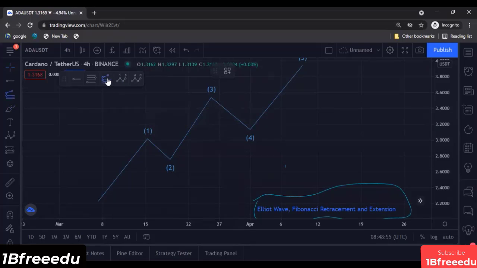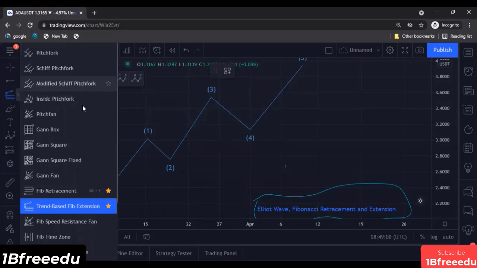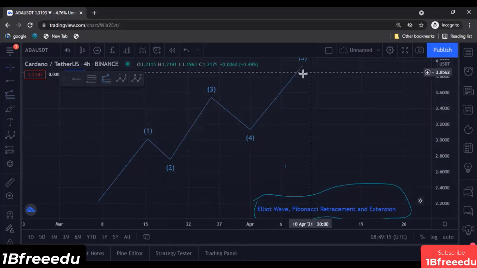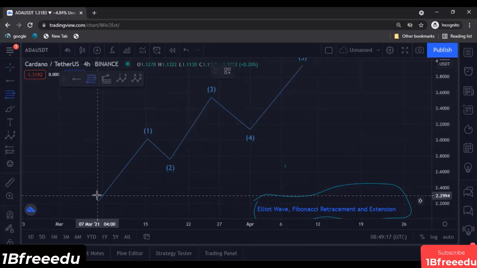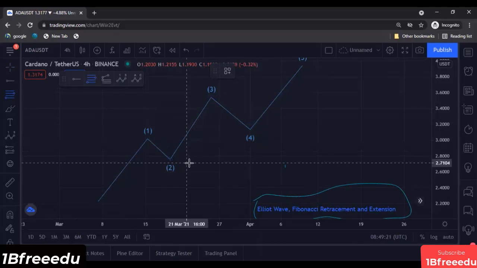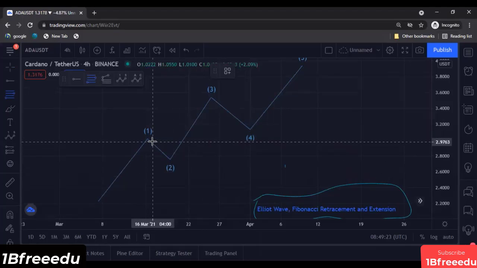So where you can get this retracement is right here in this tool section. You can get this Fibonacci retracement and this trend-based Fibonacci extension, which we will use later. While using this Fibonacci retracement, what we need to do is calculate how much the price would retrace, which I've already told you.